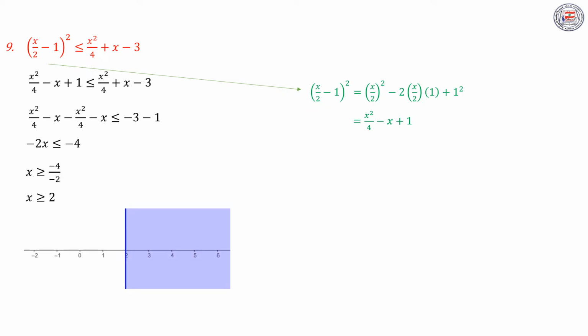To represent the solution on a number line, you put 2 on the number line and you put a straight line since x can be equal to 2, and the solution is represented in the blue zone.